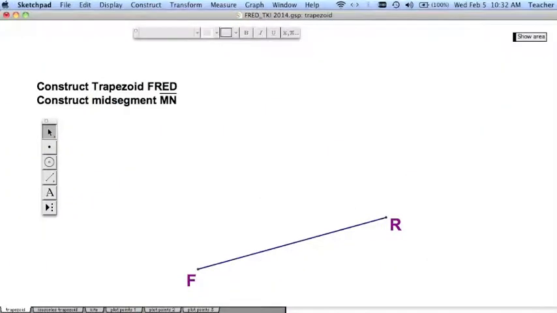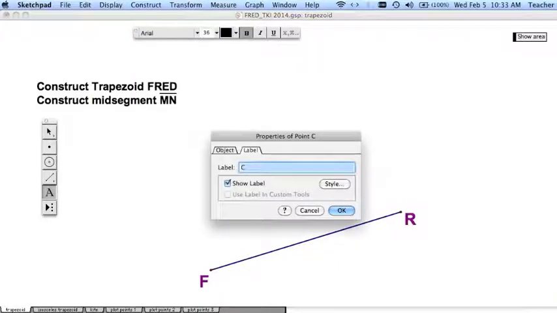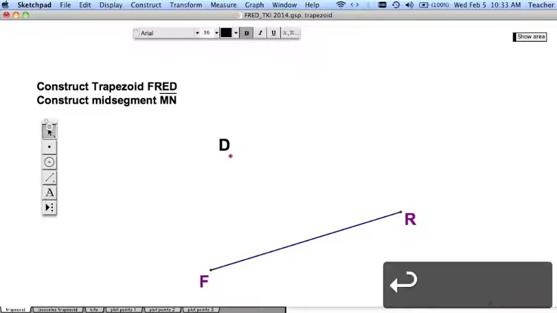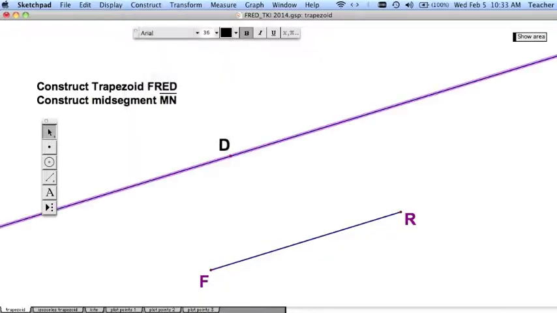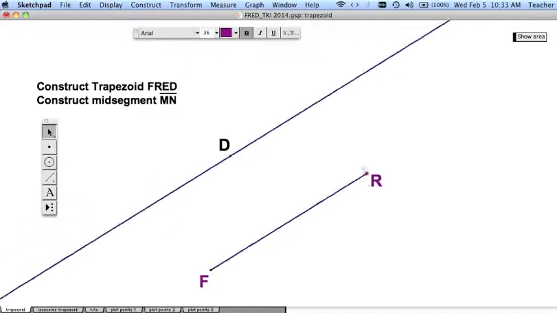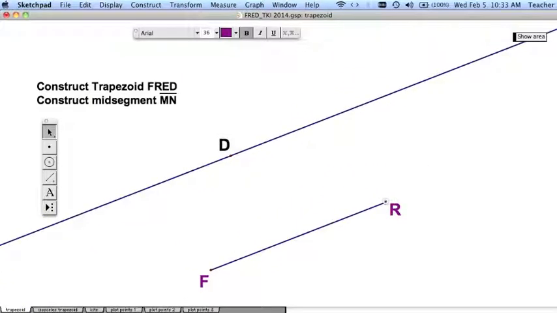Okay, so we're going to start by constructing trapezoid Fred right here. You've got segment FR right here. I want you to put a random point there above the segment, and we're going to name that not C, but D. Very good. D, delta. So select your segment FR and your point D, and construct a parallel line. We know that for any line, or in this case segment, and a point not on the line, we could draw one parallel. There it is.